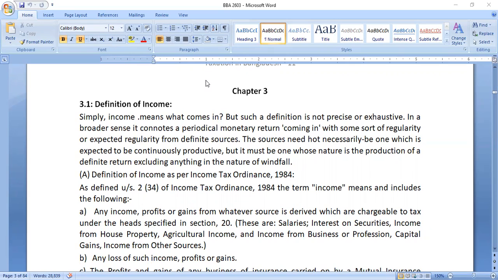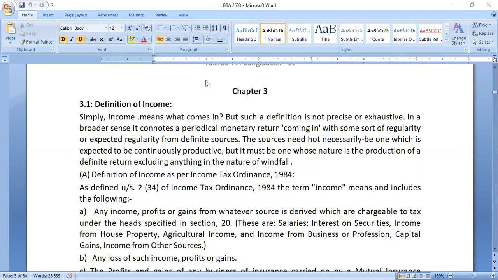Now we only want to discuss the definition of income. Then what is the source of income or what is the type of income, we will discuss in the next part. Now simply, I said that income means what comes in. That means the amount of money earned by a resident who lives in a country or abroad.